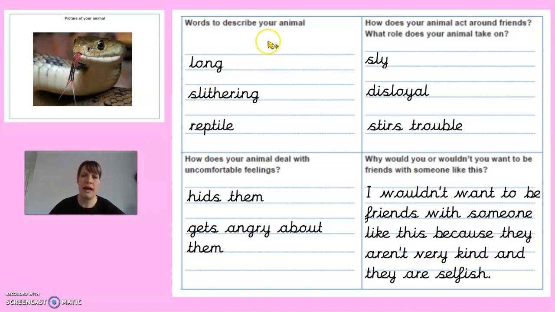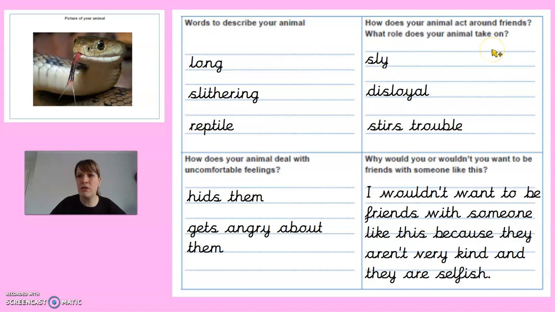Okay, and you're going to fill out these 4 boxes, and I've done this like this. So words to describe your animal. I've said long, they're slithering, and it is a reptile. Okay, so that's how I've described my animal. You might come up with other words to describe a snake. You might come up with other words to describe your animal.